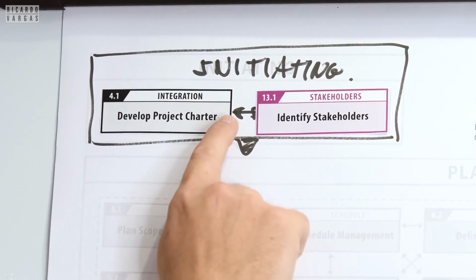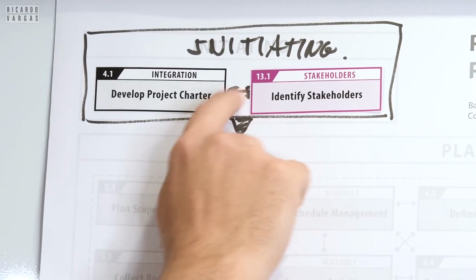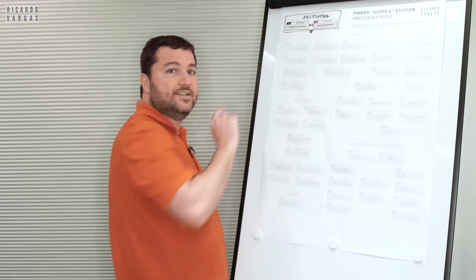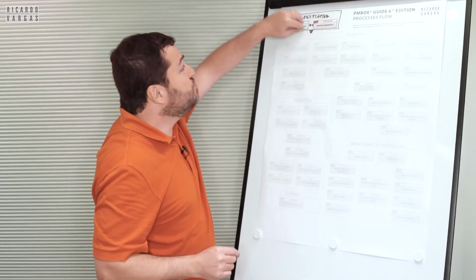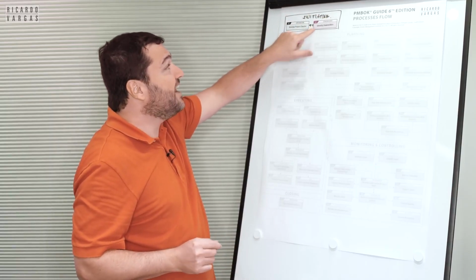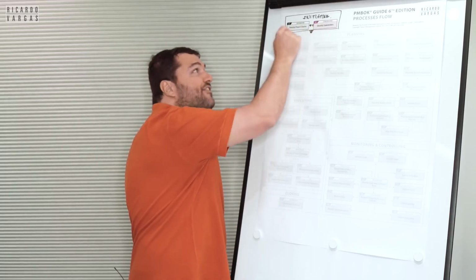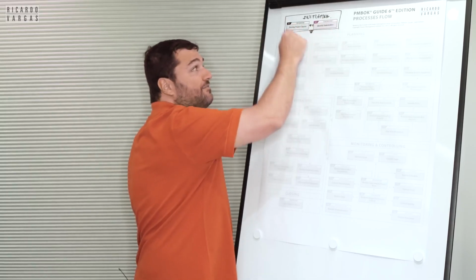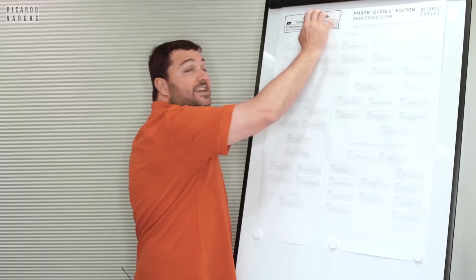One very important point is that a lot of people do not understand this arrow that goes both ways. Why? Because you don't do this first and then this. You do this almost together. And this arrow allows you to go back, because when you identify some stakeholder, maybe you need to revisit your project charter, and vice versa. That is how you build the initiation.